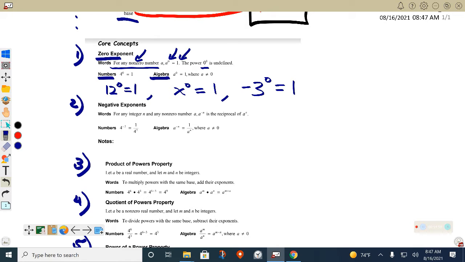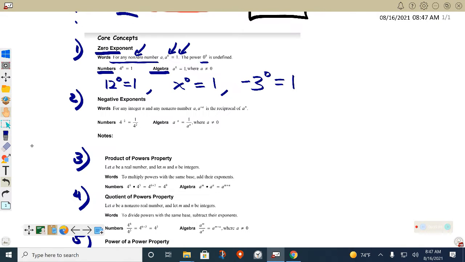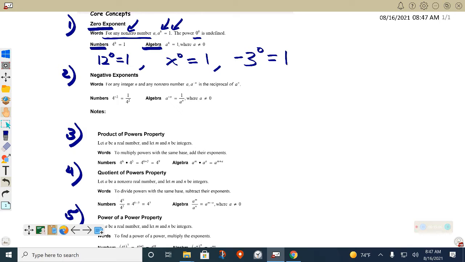What if you have a negative exponent? This is funky. Negative exponents. Here's what happens if you have a negative exponent. You reciprocate the number and the exponent becomes positive.